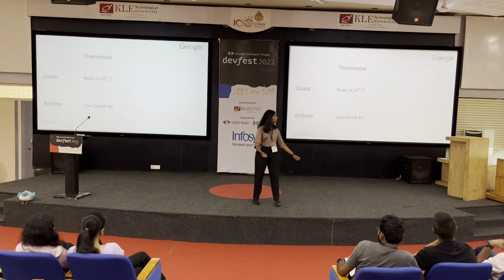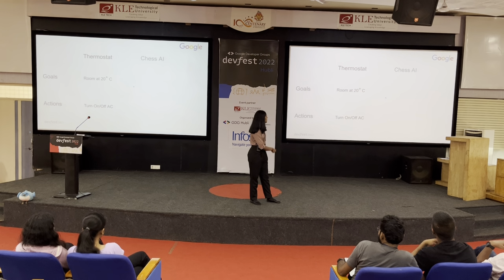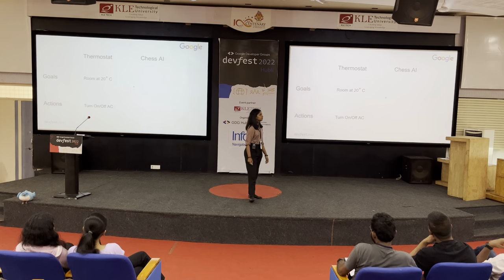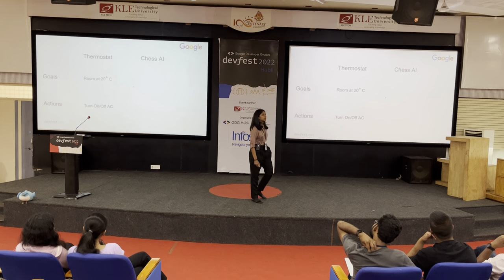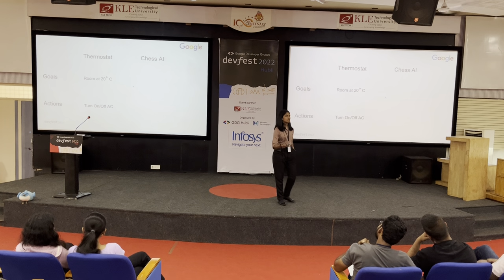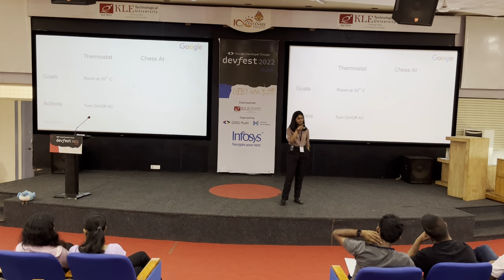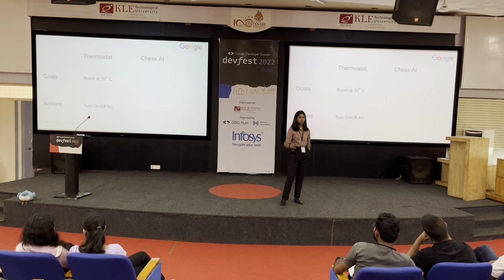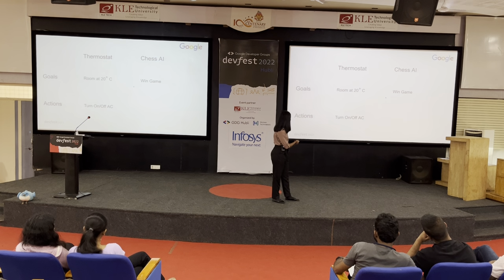So that's its goal, and that's the action it's taking. A more complicated or sophisticated agent would be a chess AI. In the case of a chess AI, if it's playing for the color white, then its goal could be to bring the black opponent's king to checkmate, right? So its goal is to win the game, and the action it's going to take to win the game is to move pieces.